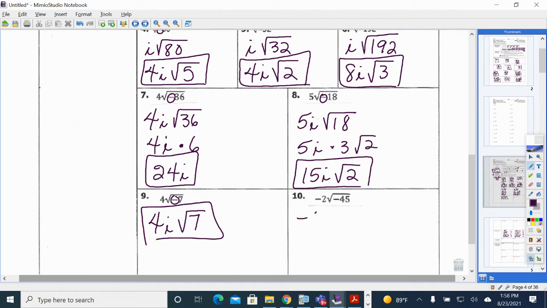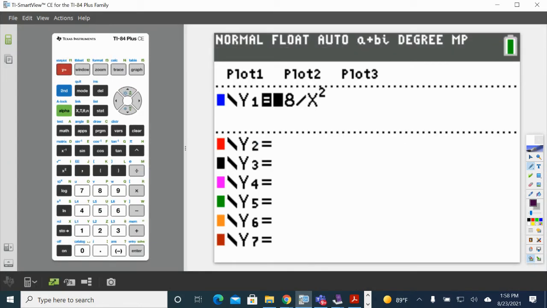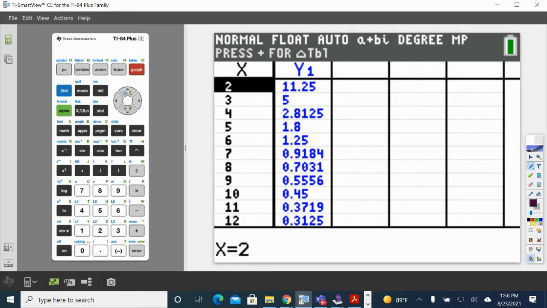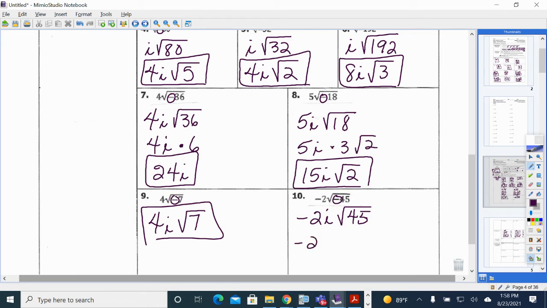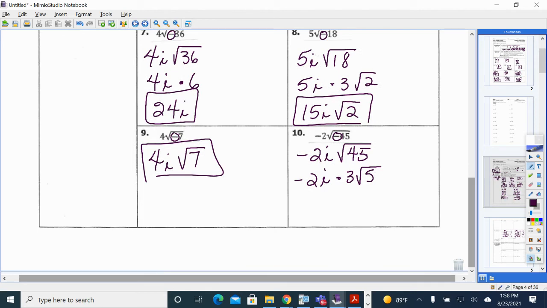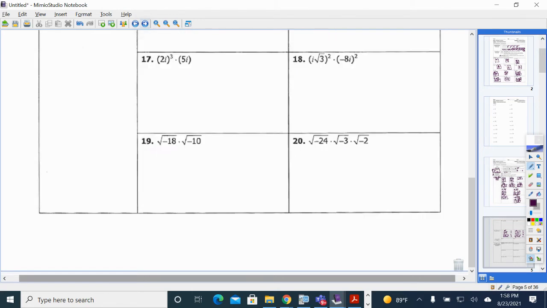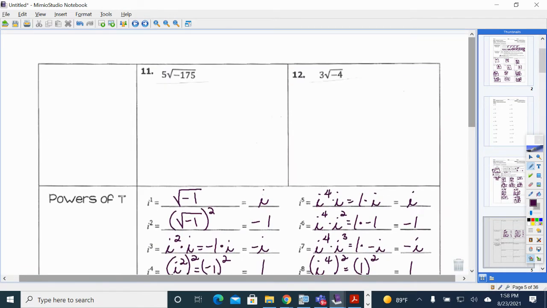Number 10, I have a negative 2 out front, and the negative that's underneath gives me an i to join the negative 2, and I have that 45 left under the radical. y equals 45 divided by x squared. Go to the table, and 3 radical 5 gives me negative 6i radical 5. All right, I think you've got the hang of that. The next two are identical.